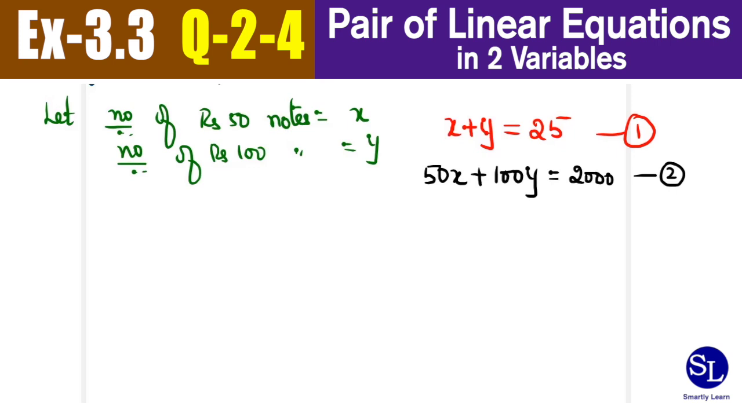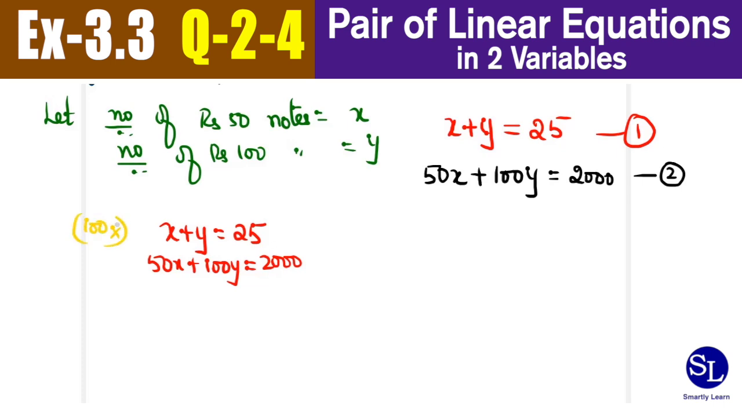Now we are going to solve these two equations by elimination method. So first let's make a note of these equations again. x plus y is equal to 25. 50x plus 100y is equal to 2000. Since we are going to do it by elimination, one of the coefficients of the two variables should be matching. I'm going to use y for elimination mainly because multiplying by 100 is quite easy.